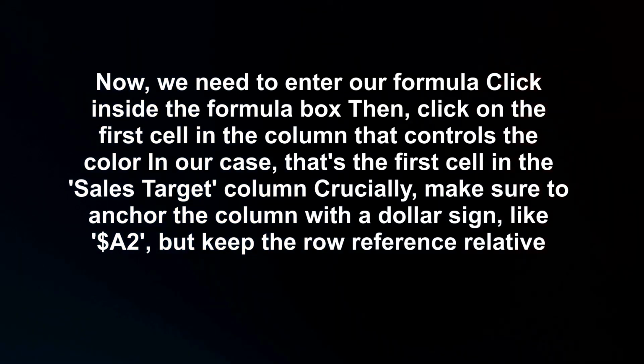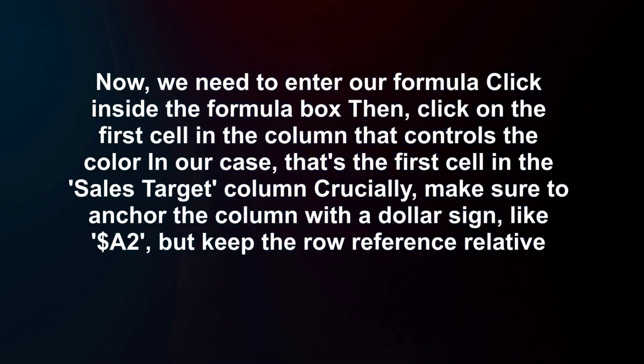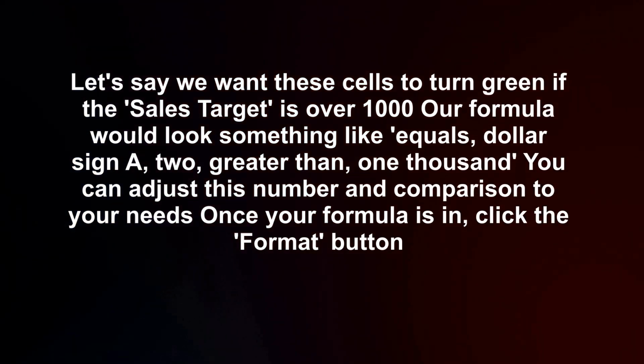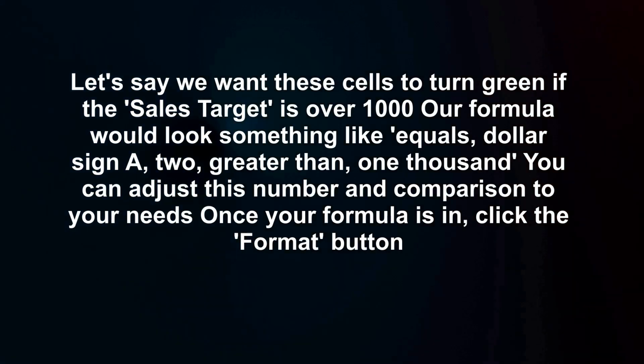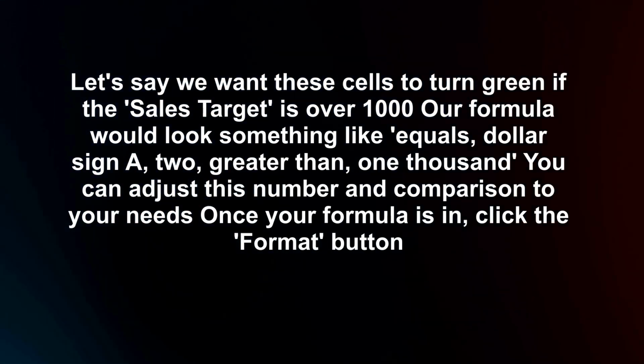Crucially, make sure to anchor the column with a $ sign, like $B2, but keep the row reference relative. Let's say we want these cells to turn green if the sales target is over 1,000. Our formula would look something like equals $B2 greater than 1,000. You can adjust this number in comparison to your needs.